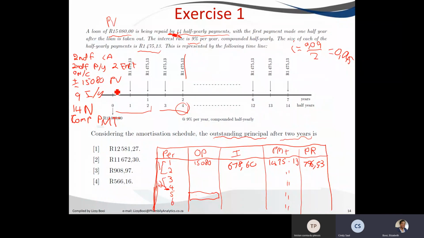You said comp PV, it should give you the same answer as you have on the, like 1508. So say comp PMT. Oh no, I think I must start from scratch. Okay, so you can start from scratch by clearing your calculator and then follow the steps.